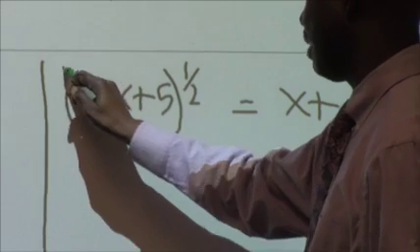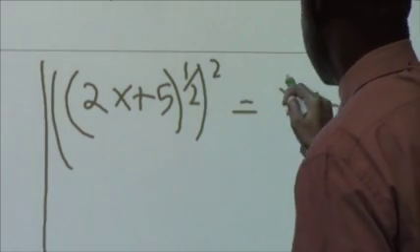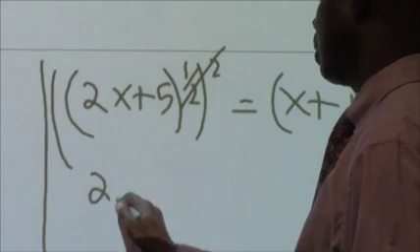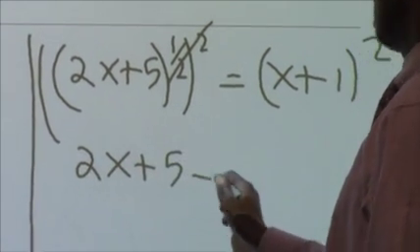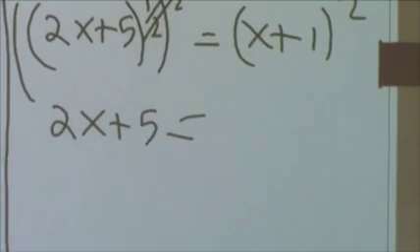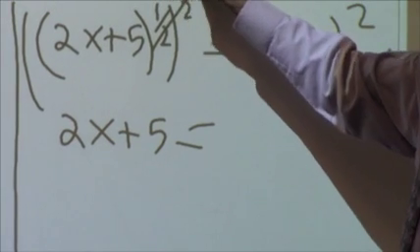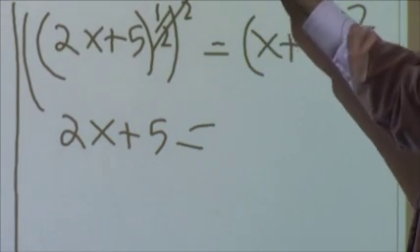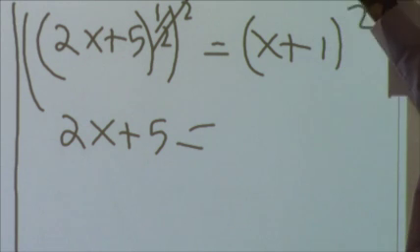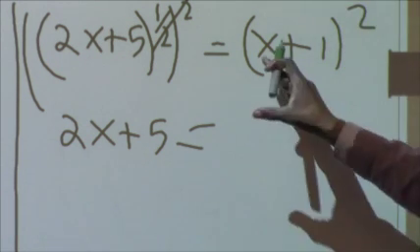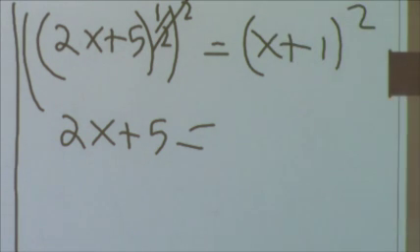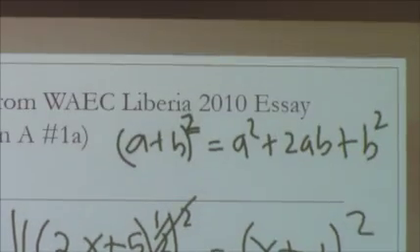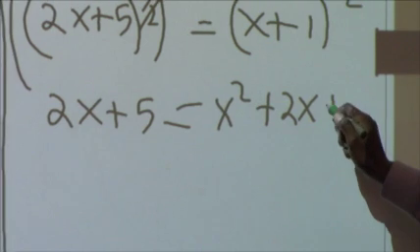So to get rid of this half, I must square it, and I must square this also. So when I do this, it's going to cancel. I'm going to have 2x + 5. And when I do this, it's a rule you've got to remember: (a + b) squared is equal to a squared plus 2ab plus b squared. Now, if you don't, then you have to do (x + 1) times (x + 1). But using this, I'm going to have x squared + 2x + 1.